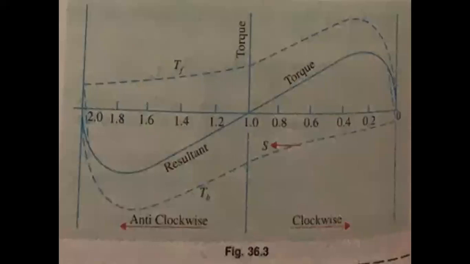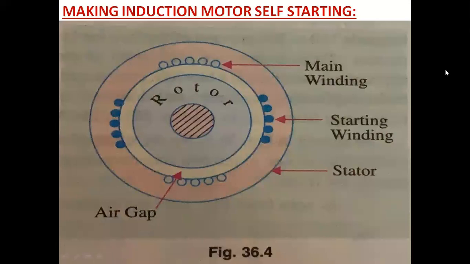Okay. So now we have to make our single phase motor self-starting. For making our single phase motor self-starting, we have to add some extra winding. So what is this extra winding? How is it added and where is it added? You will see now.